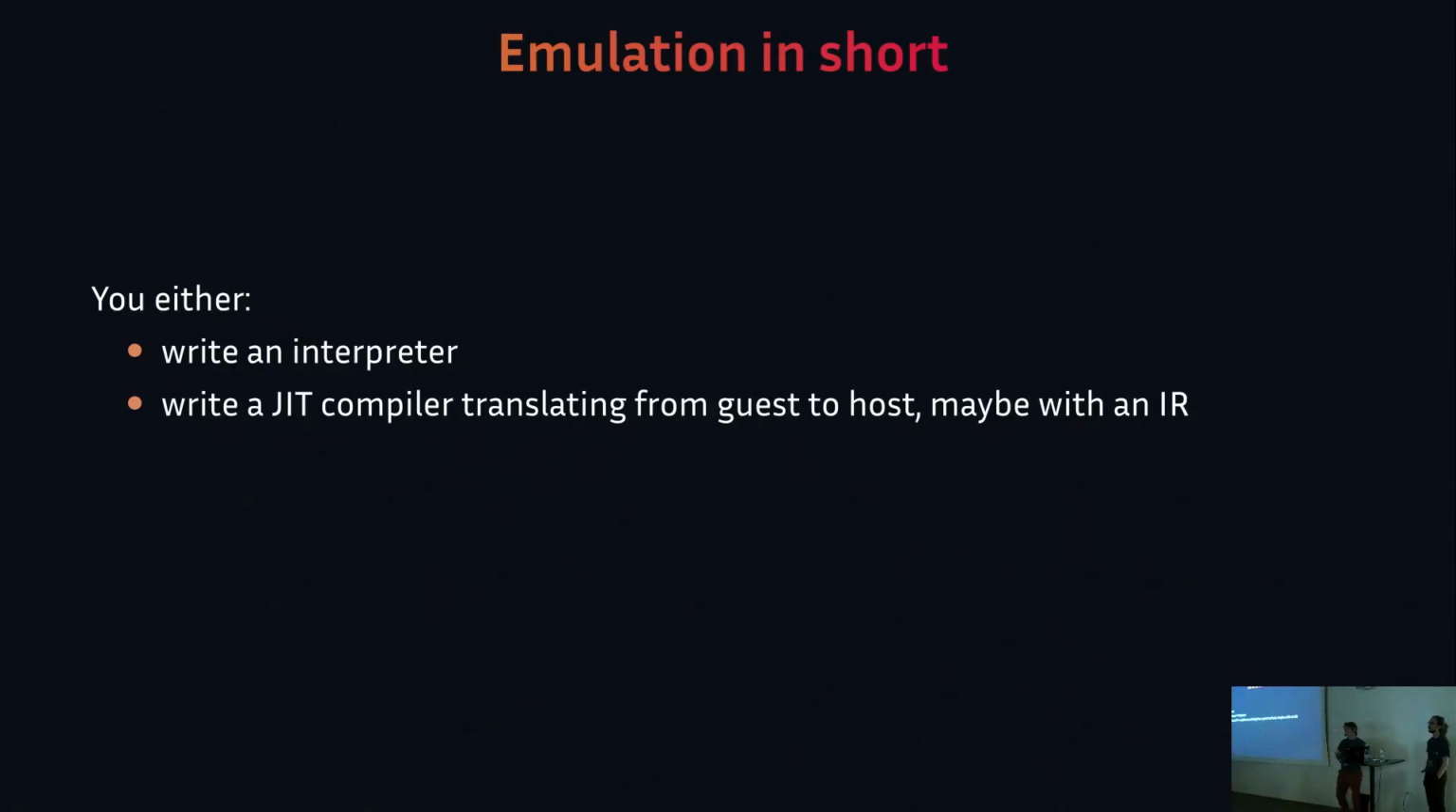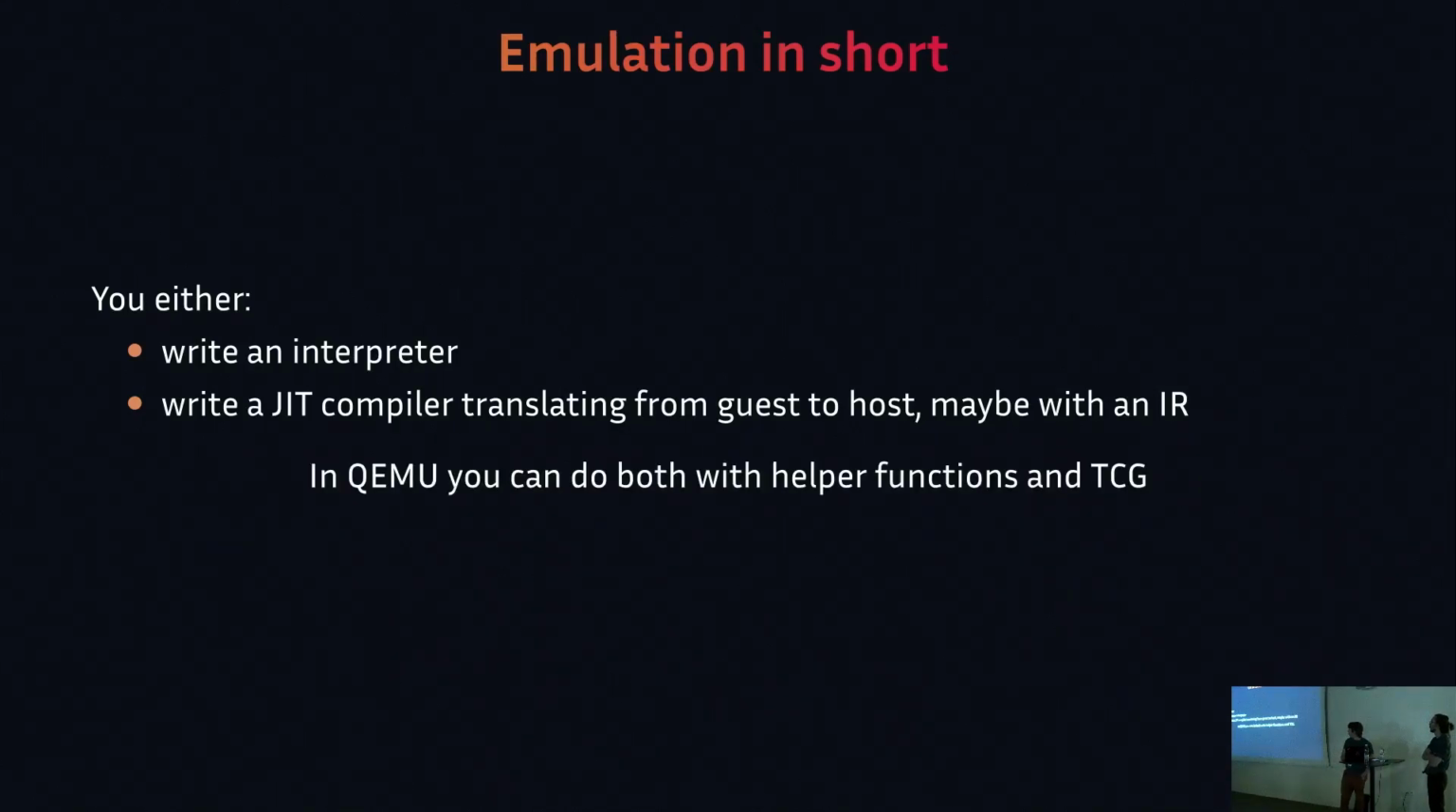There are mainly two ways in which you can emulate an ISA, a CPU. You can either write an interpreter where you have a C function for each instruction of the ISA, or you can write basically a small JIT compiler that translates instructions for the guest into instructions for the host, maybe using an IR, an intermediate representation that enables you to decouple things a bit. Turns out that in QEMU, if you want, you can do both.